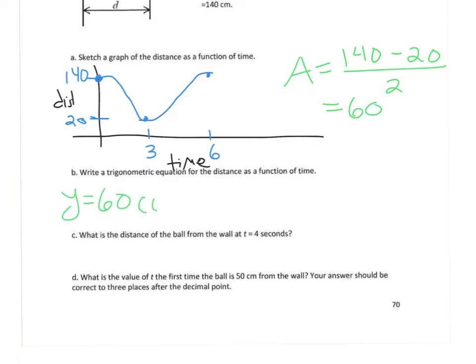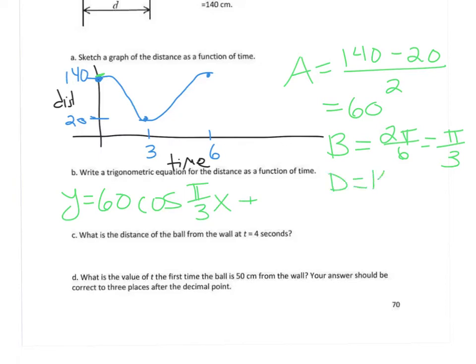I'm going to choose a cosine function since our graph starts at a maximum, and that way we don't have a phase shift. B is 2 pi over 6, which reduces to pi over 3. And our vertical shift to the midline is the max plus the minimum divided by 2, which is 80.